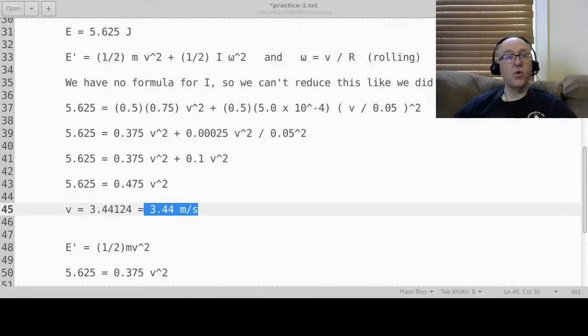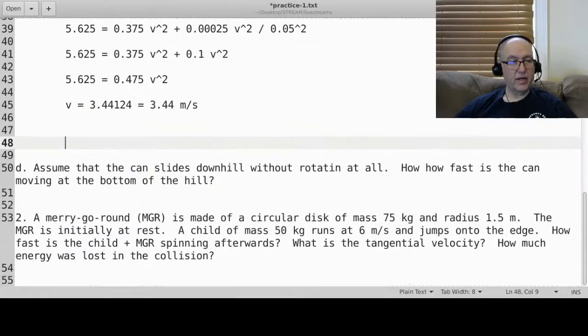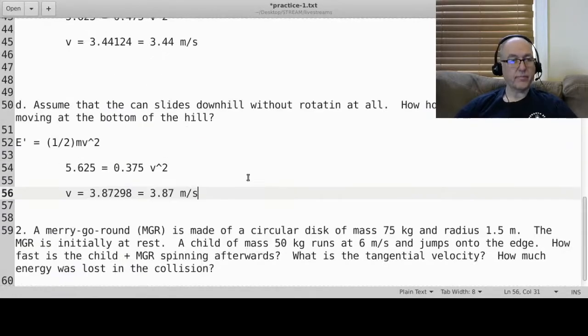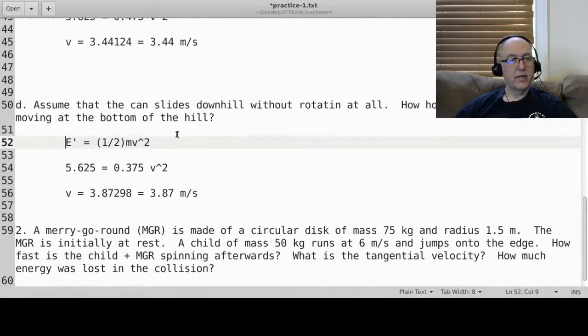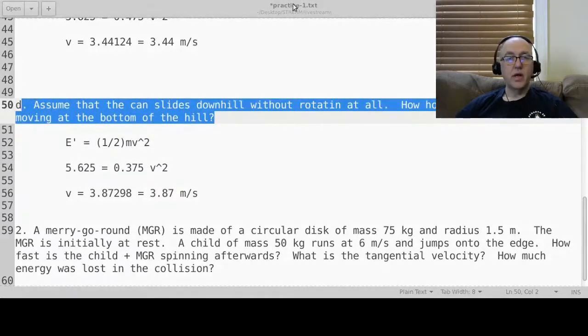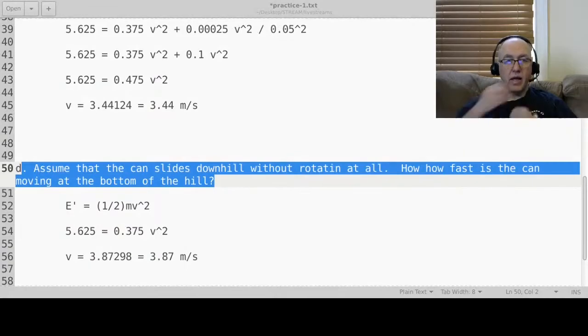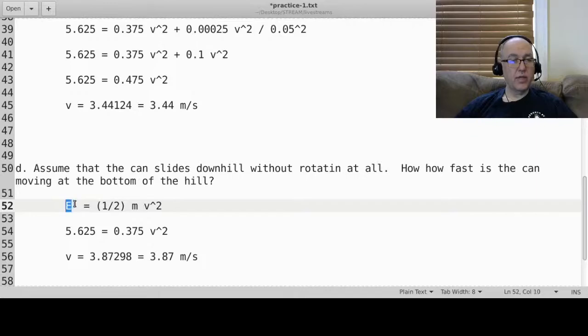All right. So the last one, and I did cut and paste too much, but that's okay. I'll just move it out of here to here. The last one says assume that the can slides downhill without rotating at all. So the details of how the sliding is happening doesn't matter. There's just no rotation at all. So if there's no rotation, your total energy at the bottom is purely translational kinetic energy. There's no 1/2 I omega squared.